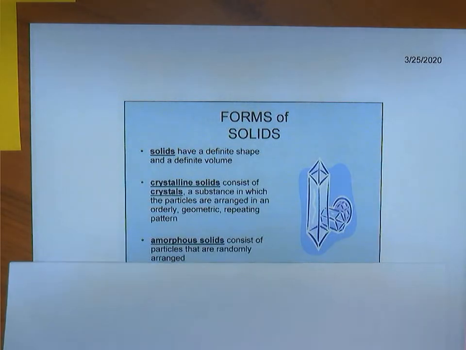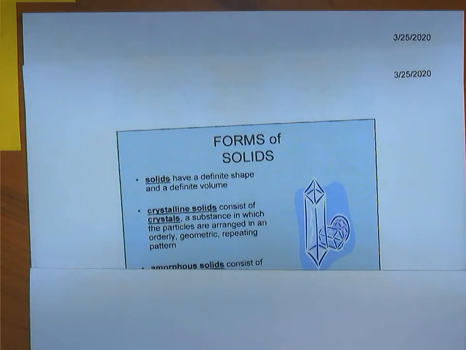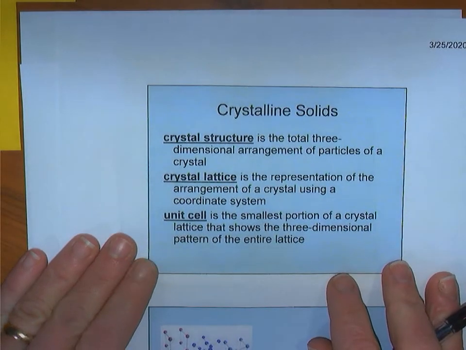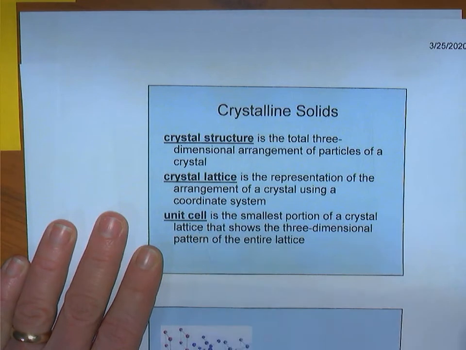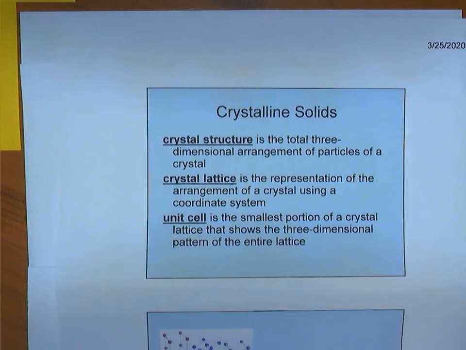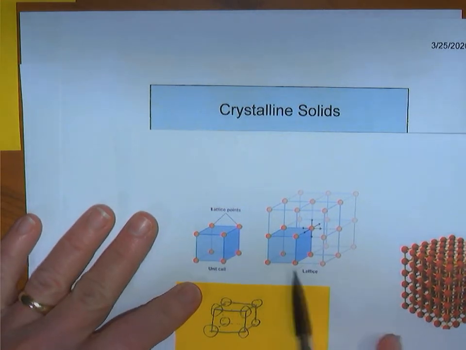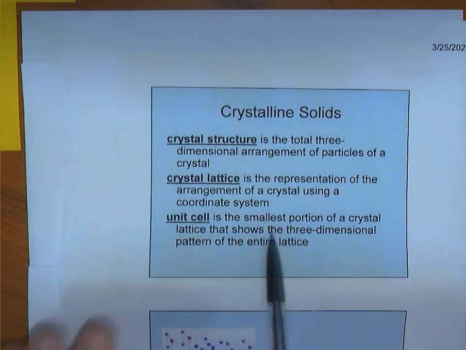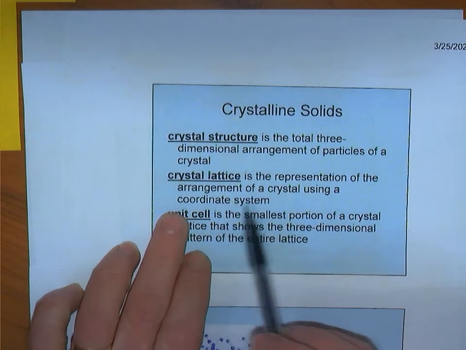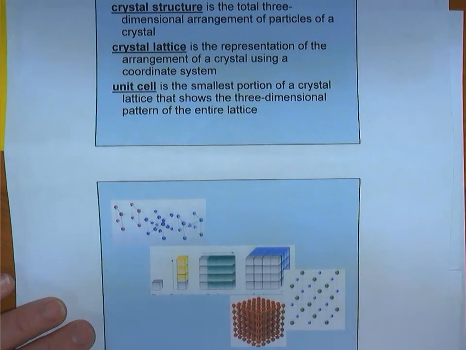I do believe that this, let's find it here. Here is a breakdown of the terms that I just talked about. The overall crystal structure, crystal lattice, and then unit cell. So this would be an example of a unit cell. This could be an example of a crystal lattice, or this, because it is showing the coordinate system of the different unit cells coming together.